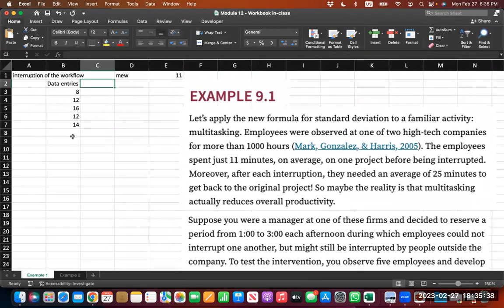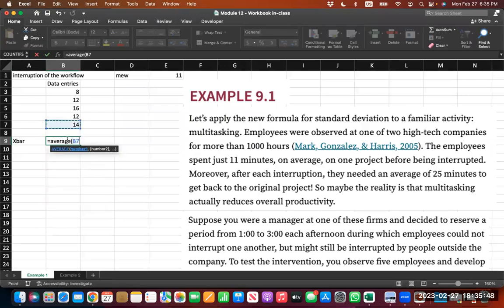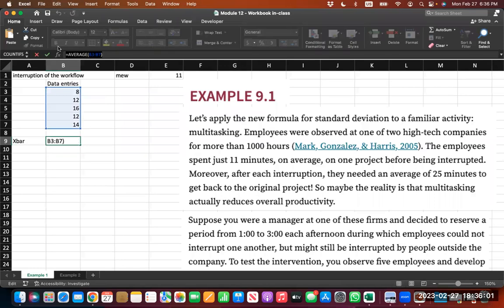We're basically calculating first what the sample mean is, right? We want to know our X bar, and this is basically the average of 8, 12, 16, 12, 14. Gets us an X bar of 12.4. It's just the average function.